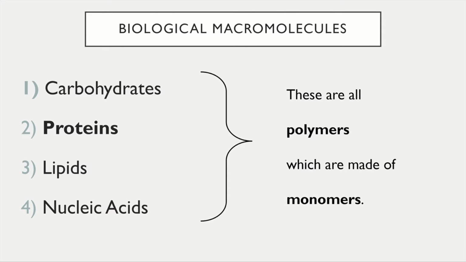Now remember, our four biological macromolecules, carbohydrates, proteins, lipids, and nucleic acids, are all examples of polymers, which are large molecules. And these polymers were made of monomers, which were the individual units of polymers. And today we're going to focus on proteins.